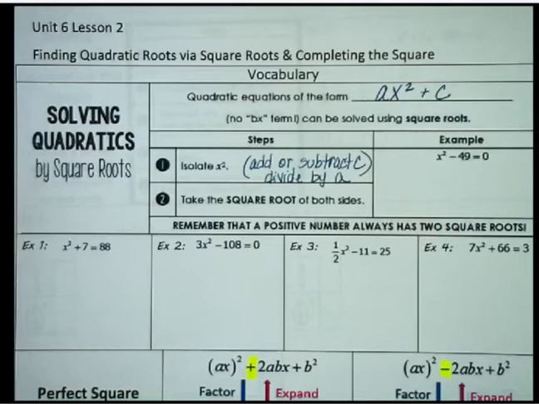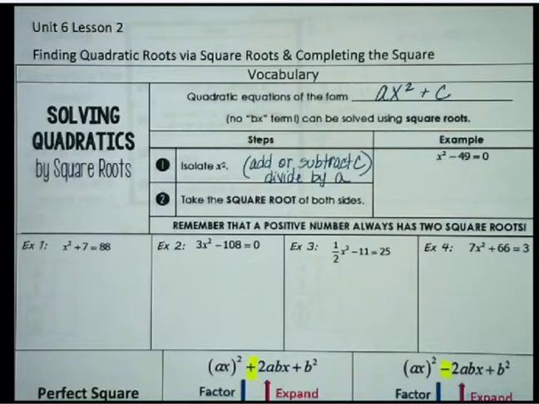Hey guys, today we're going to do Unit 6, Lesson 2, which is a continuation of finding quadratic roots. But today we're going to do that by taking square roots and by completing the square. And the thing that these have in common is that we will be using square roots for the entire lesson.